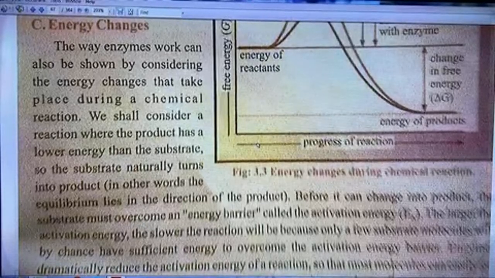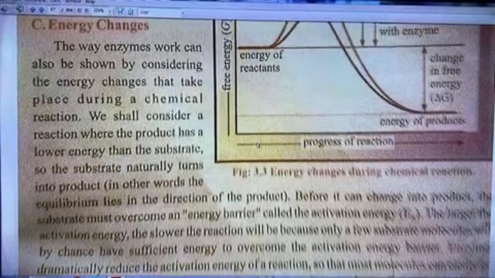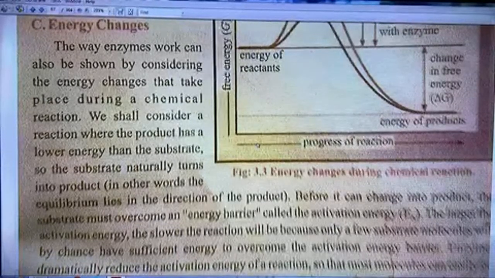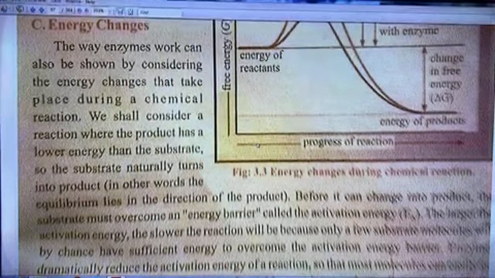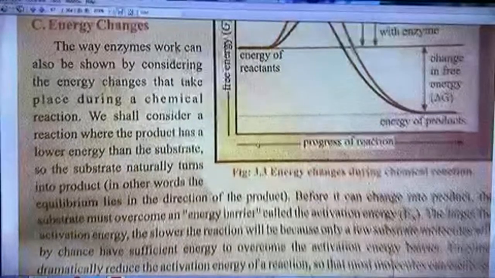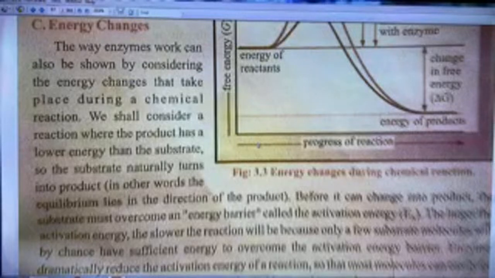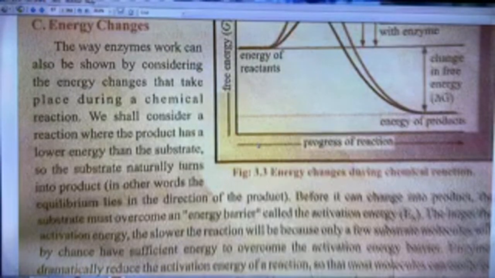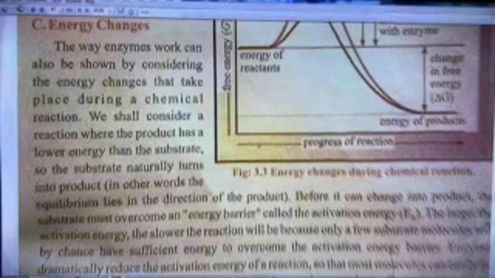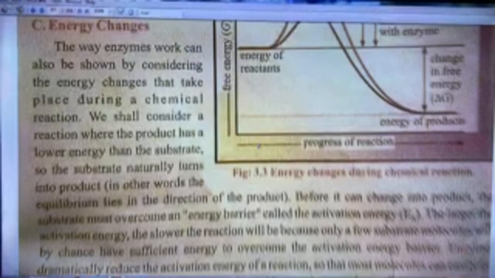We shall consider a reaction where the product has lower energy than the substrate, so the substrate naturally turns into product. In other words, the equilibrium lies in the direction of product. Before it can change into product, the substrate must overcome an energy barrier called activation energy. The larger the activation energy, the slower the reaction will be, because only a few substrate molecules will by chance have sufficient energy to overcome the activation energy barrier. Enzymes dramatically reduce the activation energy of a reaction so that most molecules can easily get over it.